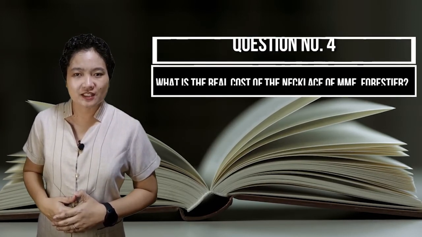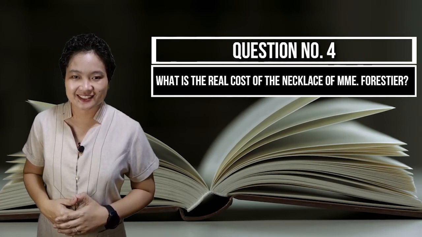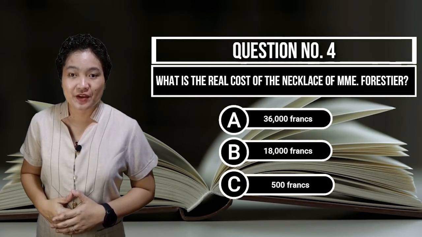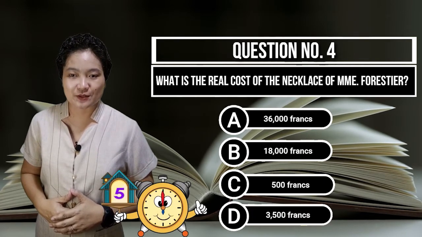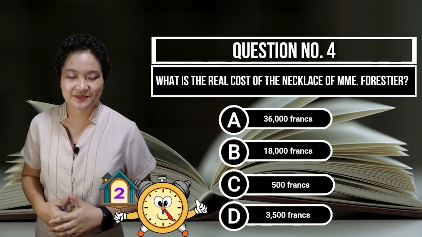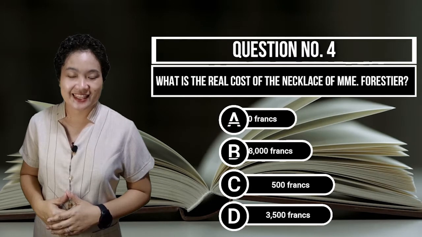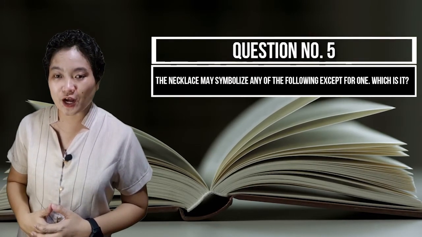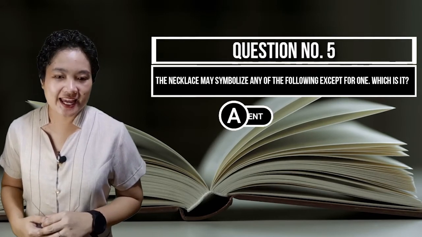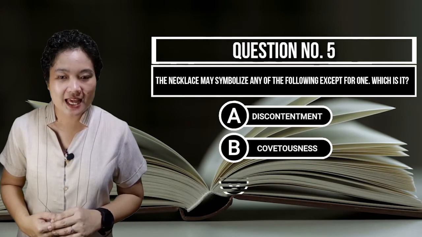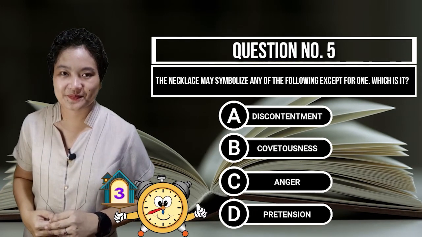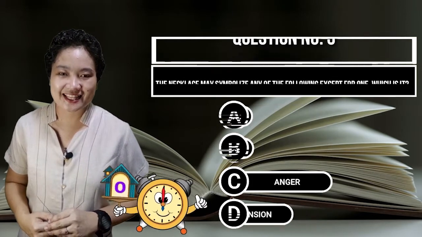Number 4. What is the real cost of the necklace of Madame Forestier? A. 36,000 francs. B. 18,000 francs. C. 500 francs. Or D. 3,500 francs. The answer is C. Number 5. The necklace may symbolize any of the following except for one. Which is it? A. Discontentment. B. Covetousness. C. Anger. D. Pretension. The answer is letter C. Great job, grade 10.